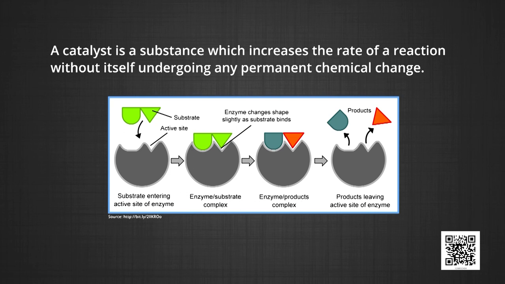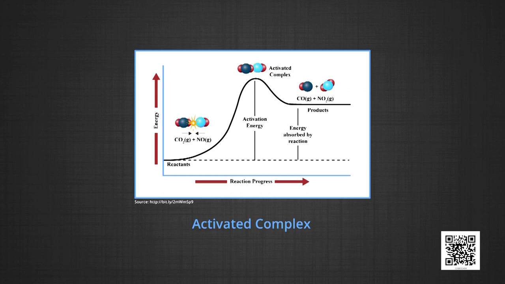So, just now we have done many numericals based on the Arrhenius equation. Now, let us discuss the effect of the catalyst. A catalyst is a substance which increases the rate of a reaction without itself undergoing any permanent chemical change. In other words, a catalyst provides an alternate pathway or mechanism of lower activation energy to form the activated complex readily. It gets involved in the reaction chemically but temporarily, and continually changes as the reaction proceeds.